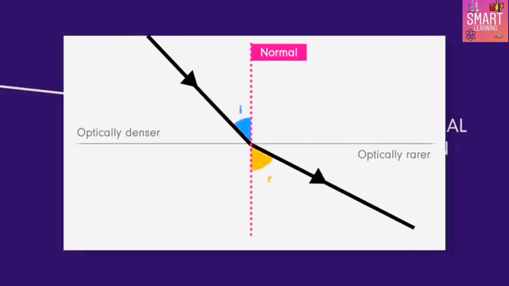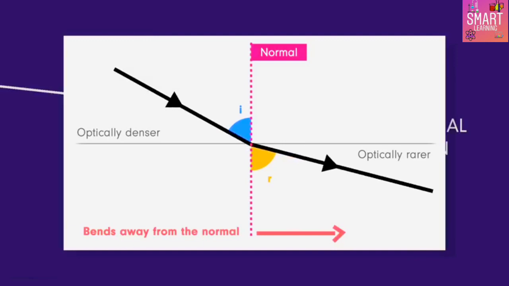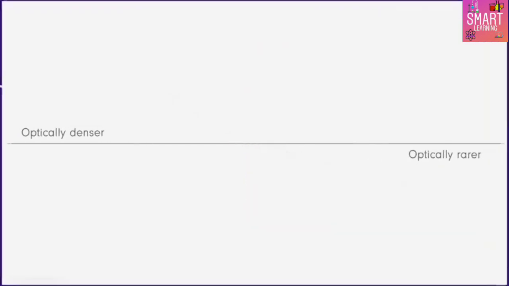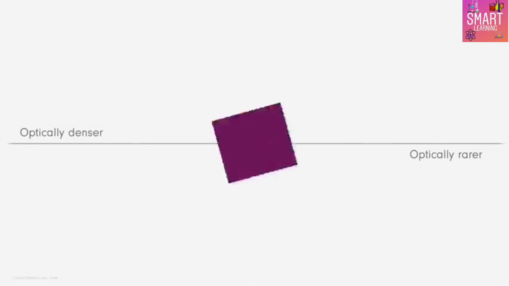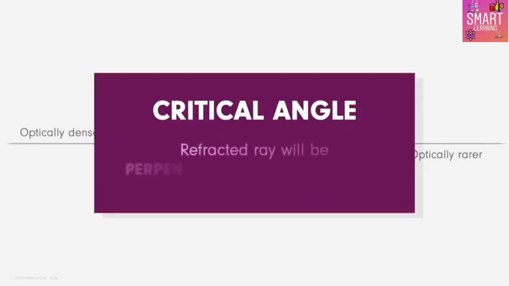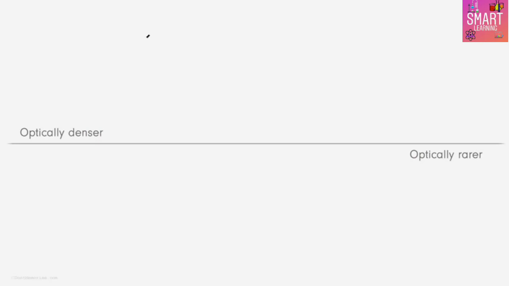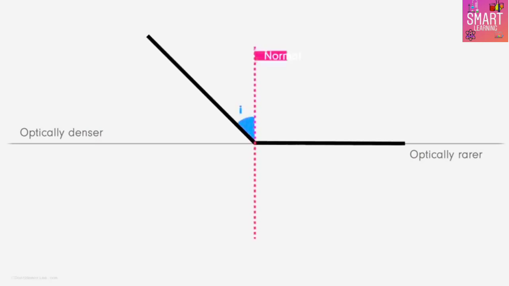We know when light travels from an optically denser to an optically rarer medium, it bends away from the normal, and the greater the angle of incidence, the greater will be the angle of refraction. But here is the interesting part. There is some angle called the critical angle at which the refracted ray will be perpendicular to the normal line. That's right. At this angle of incidence, we can see that the refracted ray is perpendicular to the normal.